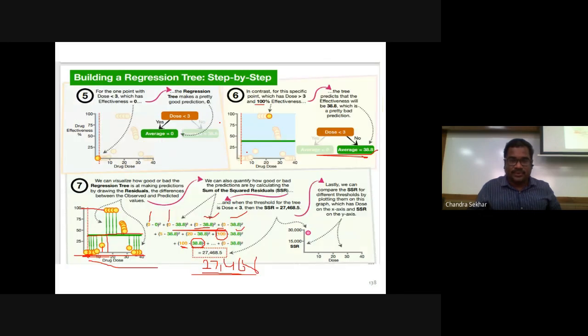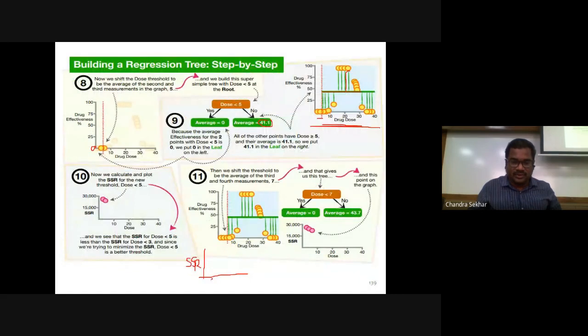So if I consider dose 3, what is my error? 27,000. So if I compute dose 3, the error is 27,000, somewhere here. Next, if I consider my dose as 5, somewhere here. Like that, you keep on moving the curve in this direction, and you have to split the tree towards left and towards right, compute the average of drug effectiveness of these people and of those people, fit the curve, compute the distance, and plot the error value.